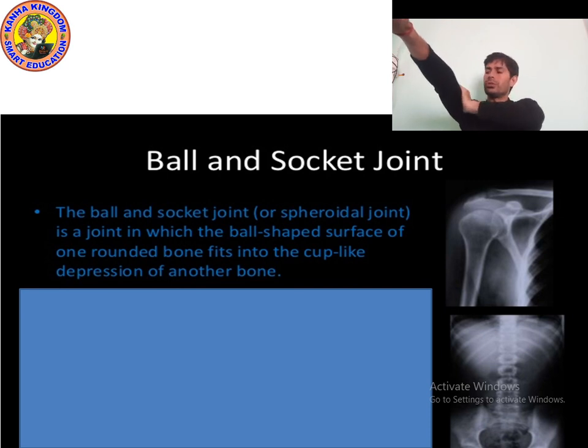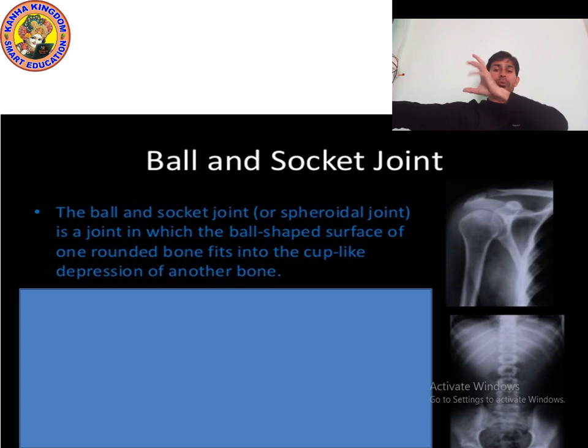So the ball of the humerus is a ball structure which is connected to the cup-like structure of the shoulder bone. This joint is known as the ball and socket joint. I hope that you understood. It's very easy. Now we will discuss the next joint, which is the hinge joint. Let's move on to the next point.